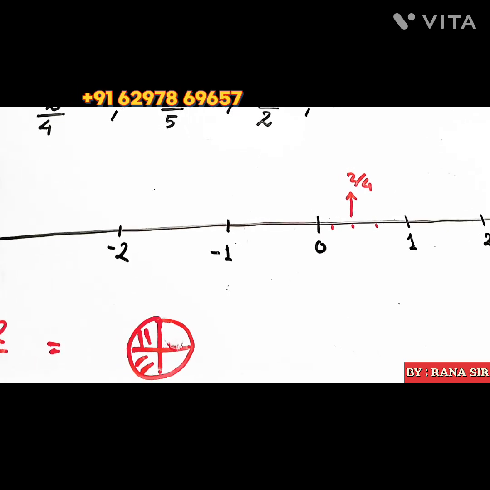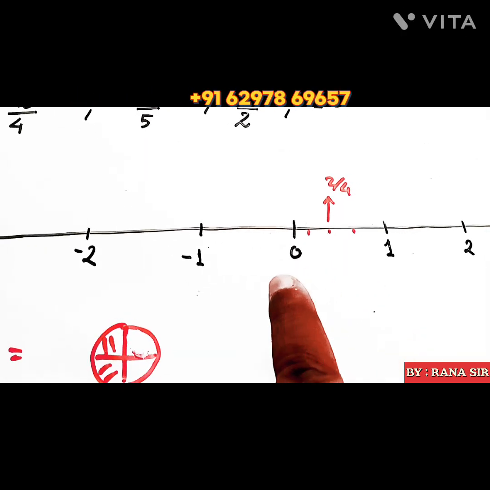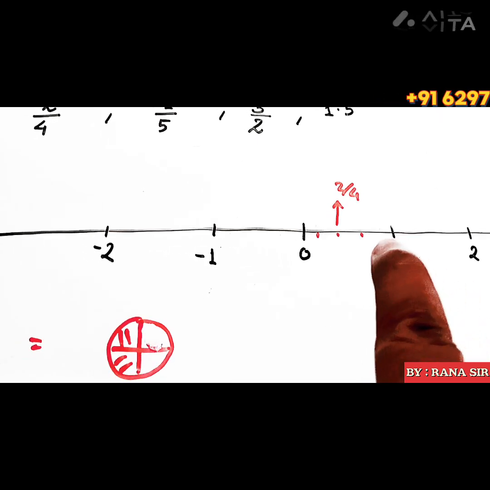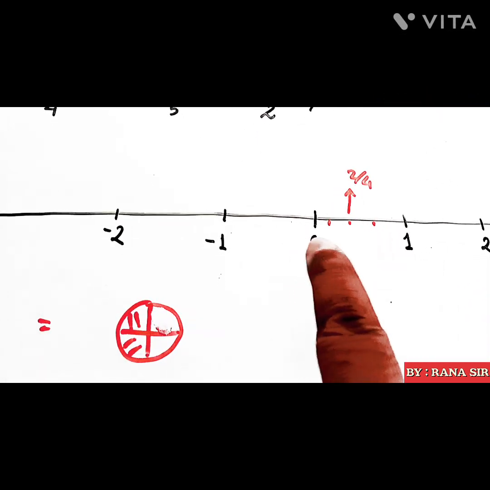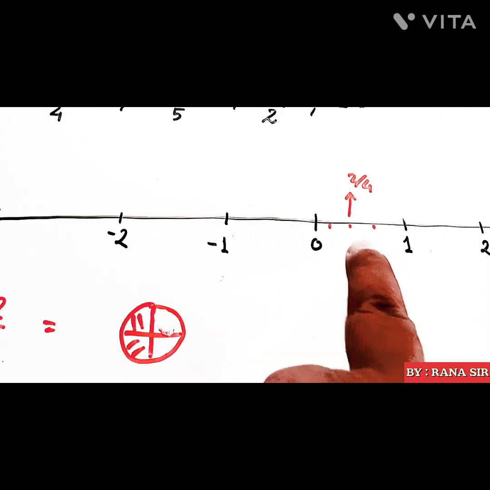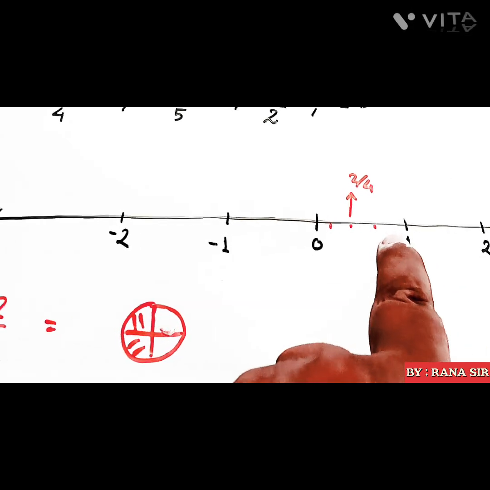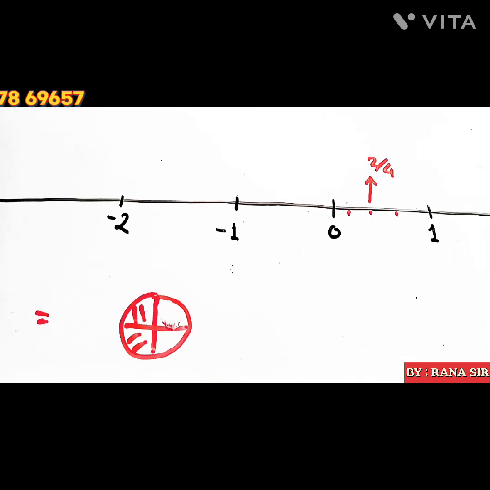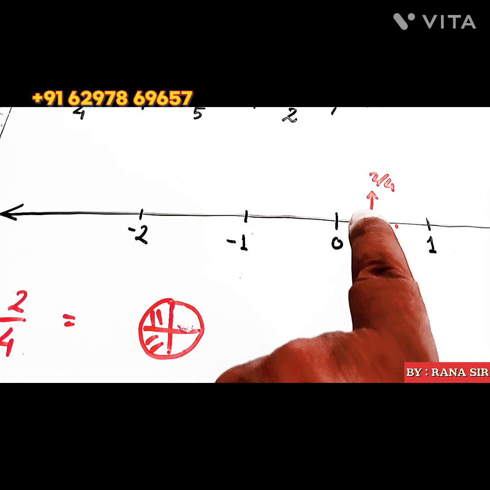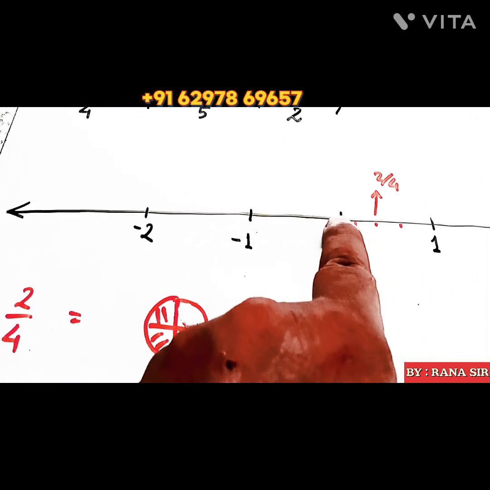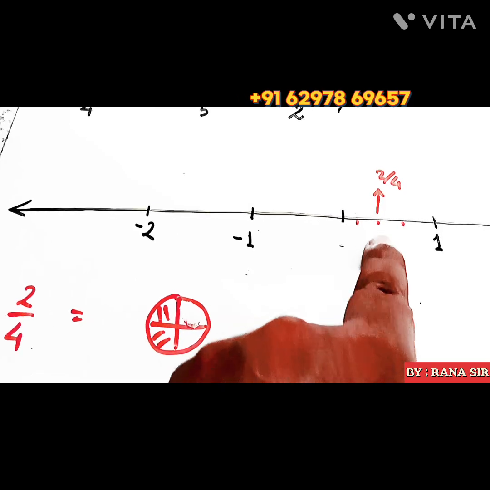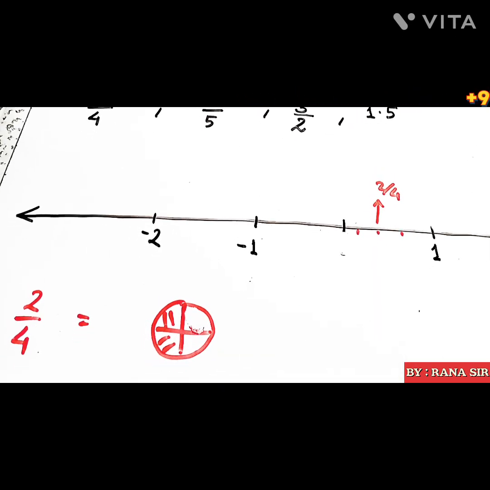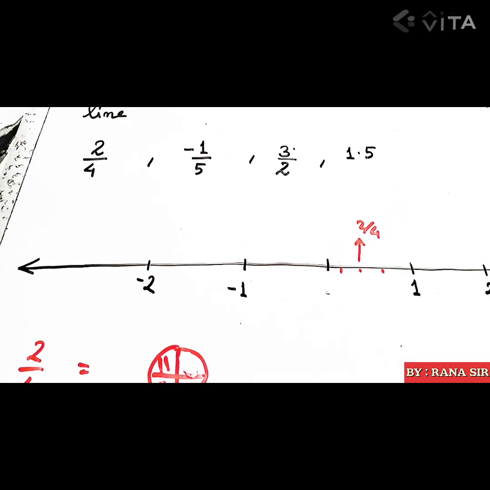So on the number line also I have done this. 0 and 1. I have made how many boxes? 4 boxes. First box, second box, third box and fourth box. I have divided 0 and 1 into 4 parts. 2 by 4 is this second part, which is lying between the integers 0 and 1. Let us go to the next one.